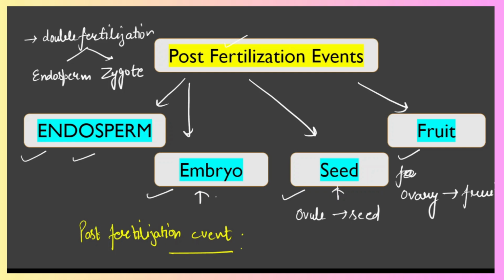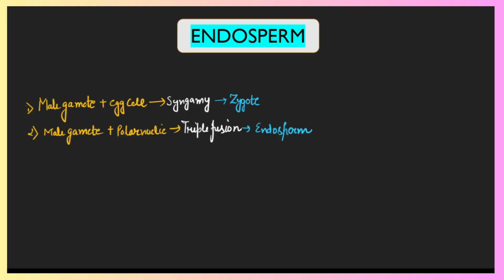So in this class we will discuss the first two developments. First is the endosperm development and second is the embryo development. In the next class we will discuss the seed and the fruit. Okay, so let's start with the lecture. The first event under the post fertilization events is the endosperm.